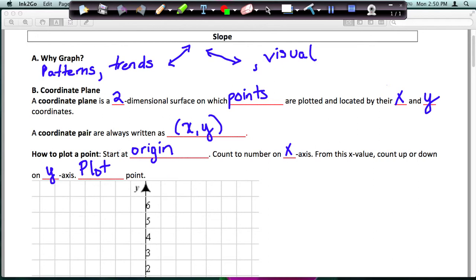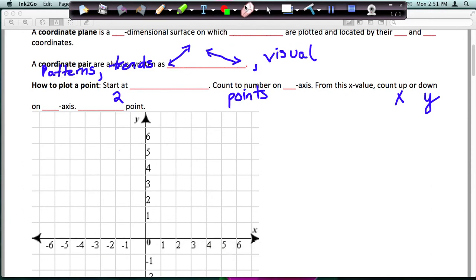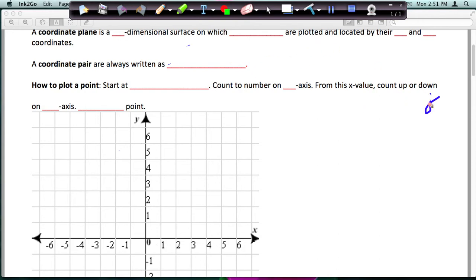So I'm going to show you how to plot these points. We're going to look at a coordinate plane here, and we're going to plot some points.